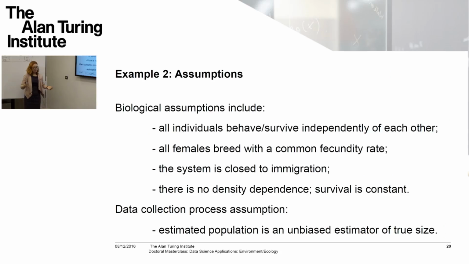So again, we have to think about the assumptions that we are going to make, because the model is constructed from what the assumptions are. Animals behave and survive independently of each other. We assume all females breed with some common fecundity rate. There's no immigration or emigration. Well, we can have emigration, we just don't know the exact quantity of it. So we don't have new animals coming into the system, and so on. And we also assume at the observation process level that the estimate that we have is an unbiased estimator. So the expected number that we see is the true number.